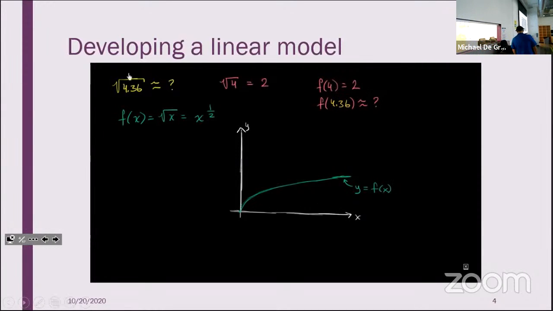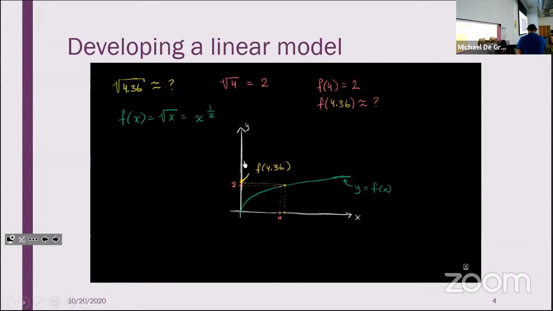And we know f of 4 is equal to 2. So this is when x is equal to 4. I haven't drawn it really to scale, but hopefully this is clear enough. So that right over here is going to be 2. That's f of 4. And what we want to approximate is f of 4.36. So 4.36 might be right around there. And so we want to approximate this y value right over here, which is f of 4.36.